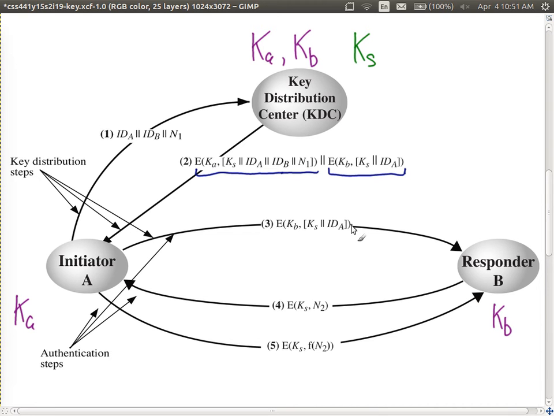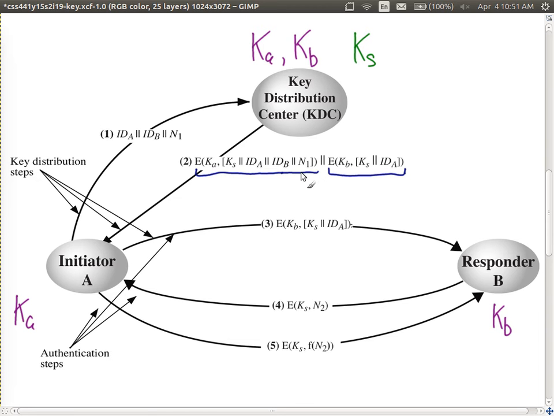The first part shows the session key that was generated. So the KDC generates a random number for the session key, KS. It includes it here, and then attaches the initial message. So KS combined with ID A, ID B, and N1. The idea of including the old message is so that A knows this is a response to the first message it sent. N1 will be included.